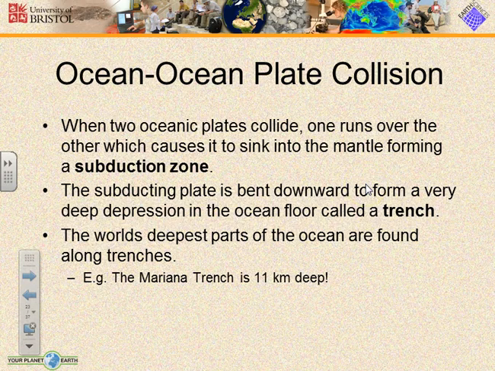Okay, let's look at ocean to ocean plate collision. So when two oceanic plates collide, one will run over the other, which causes it to sink into the mantle, forming a subduction zone. The subducting plate is bent downward to form a very deep depression in the ocean floor called a trench. The world's deepest parts of the ocean are found along trenches, and an example is the Mariana Trench that is 11 kilometers deep. Does anyone know where the Mariana Trench is located? Okay, if you said south of Japan, you're right.